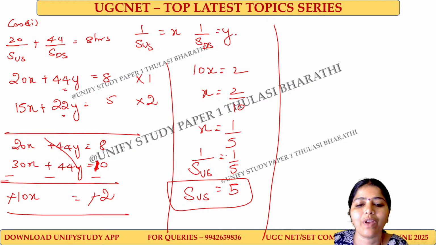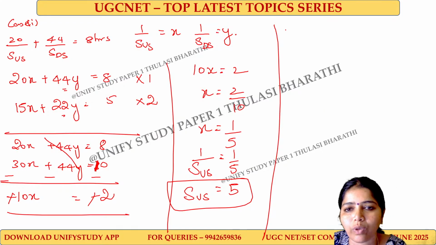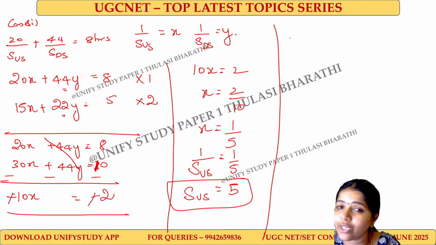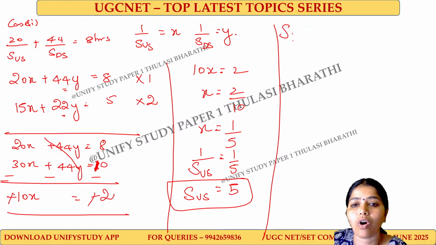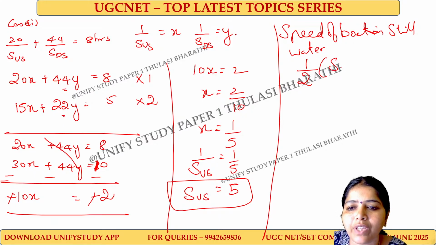Now what we are going to do, we have to substitute this value of x in the formula, and we are going to find out the value of y. For that, no need to go anywhere. We have a formula called speed of the boat in still water. What is the formula? Just now I wrote, right? Speed of the boat in still water is 1 by 2 speed of the downstream plus speed of the upstream.